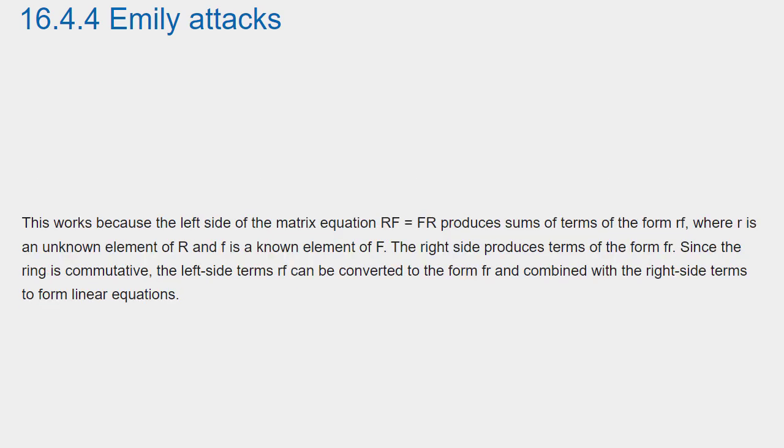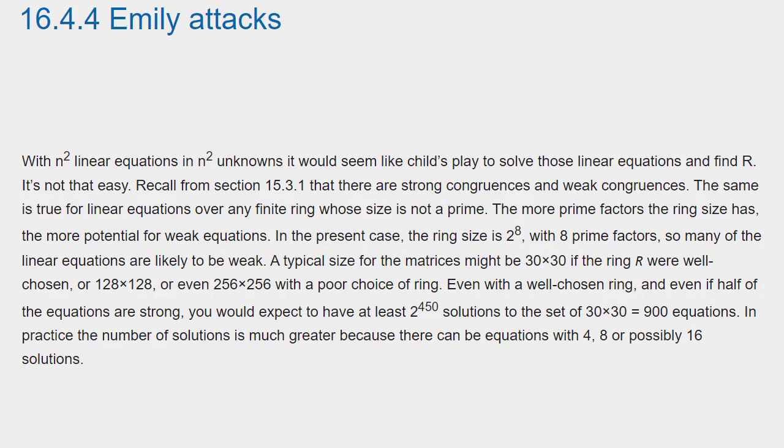This works because the left side of the matrix equation RF equals FR produces sums of terms of the form RF, where R is an unknown element of R and F is a known element of F. The right side produces terms of the form FR. Since the ring is commutative, the left side terms RF can be converted to the form FR and combined with the right side terms to form linear equations. With n to the power 2 linear equations in n to the power 2 unknowns, it would seem like child's play to solve those linear equations and find R.